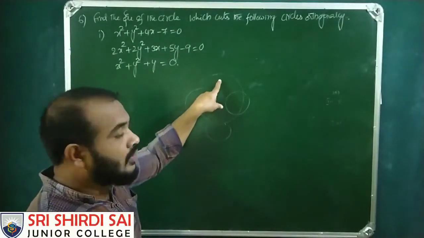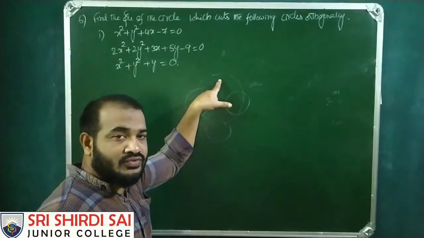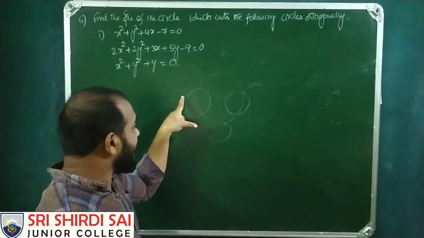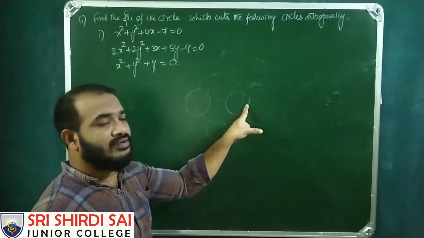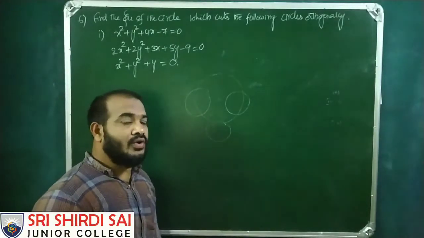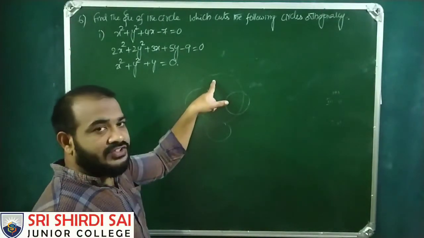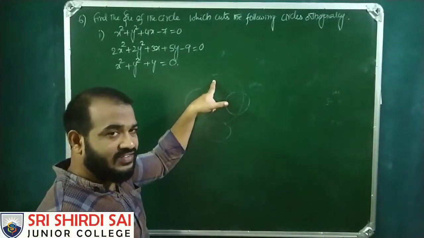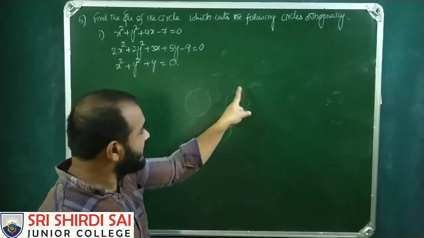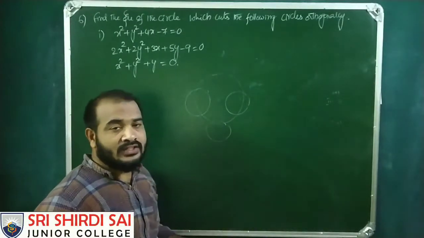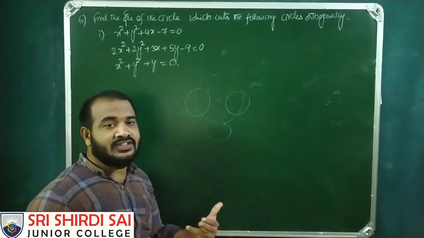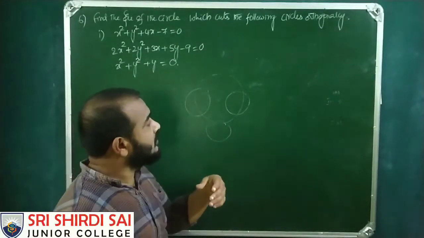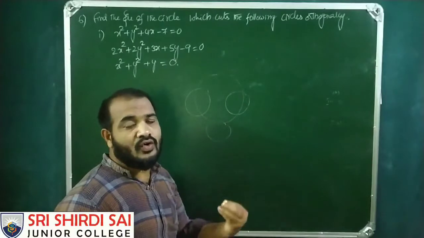Earlier, x square plus y square plus 2gx plus 2fy plus c equals to 0, the general equation of the required circle, we had taken. We had taken S dash equals to 0, S double dash equals to 0, S triple dash equals to 0. And the condition 2gg dash plus 2ff dash equals c plus c dash we had used thrice, for these three equations. These three simultaneous equations we solved, and then we got the G, F, C values.